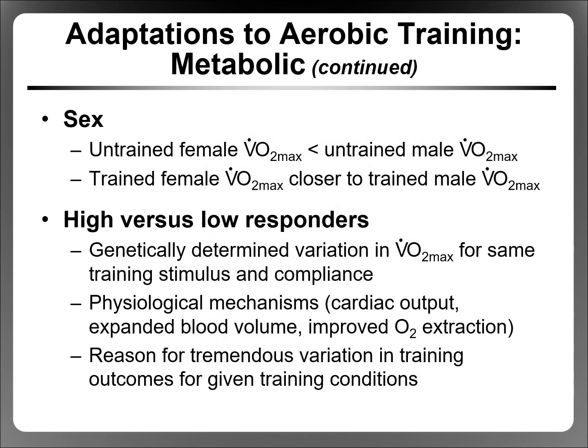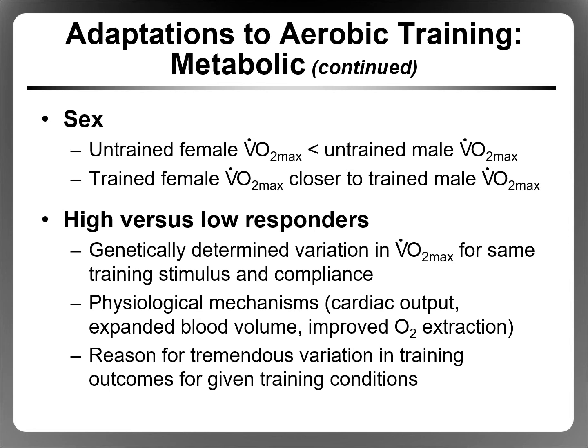All right, so other things to consider, males versus females. An untrained female's VO2 max is going to be lower than an untrained male's VO2 max. But when we go through training, females tend to be closer to males. A lot of this has to do with hormones and active metabolic muscle versus body composition. But again, you can train men and women exactly the same in terms of improving VO2 max.